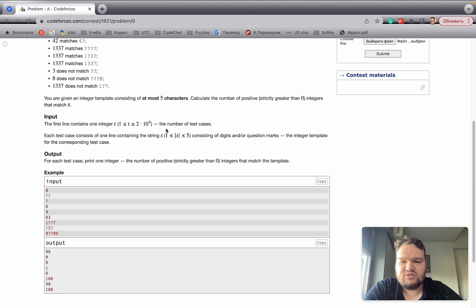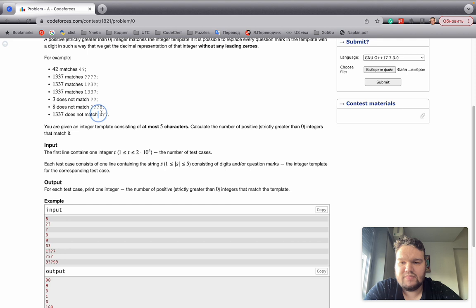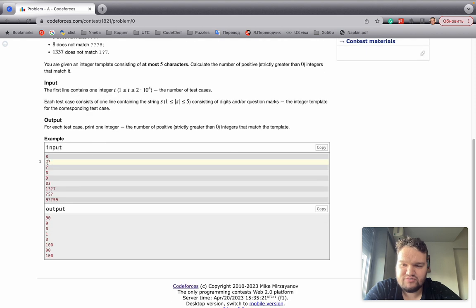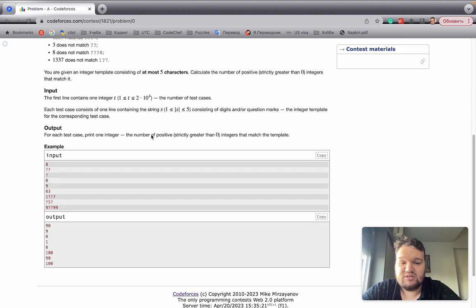And we are asked to calculate the number of numbers that match the given string, and we should check the first digit. If it is 0, then the answer is just 0. Otherwise, for every question mark we multiply by 10, except for a question mark on the first position, in which case we multiply by 9.